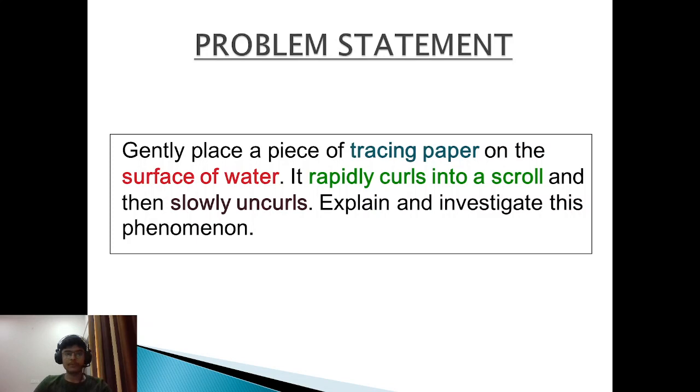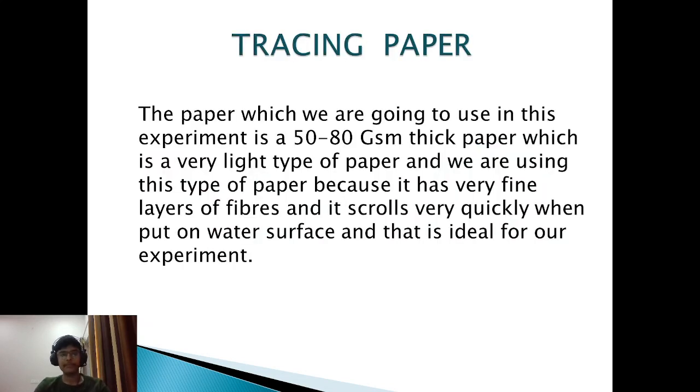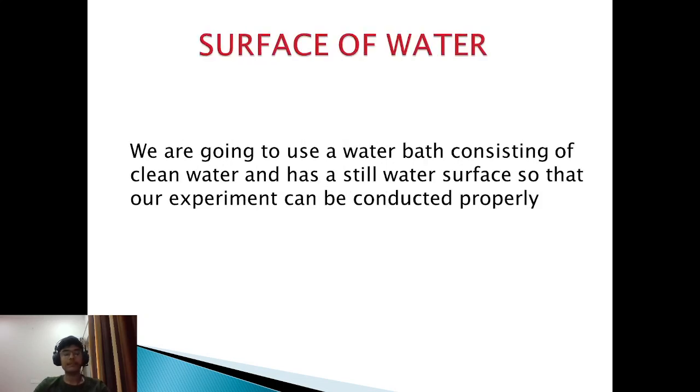So let us move to the first keyword, which is tracing paper. The paper which we are going to use in this experiment, its thickness is approximately 50 to 80 GSM, and it's a very light type of paper, and that's why we are using it in the experiment, because it contains very fine layers of fibers, and it can scroll very quickly when put on water surface, and that will be ideal for our experiment. So the second keyword is surface of water.